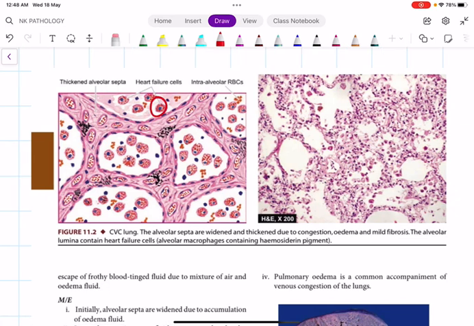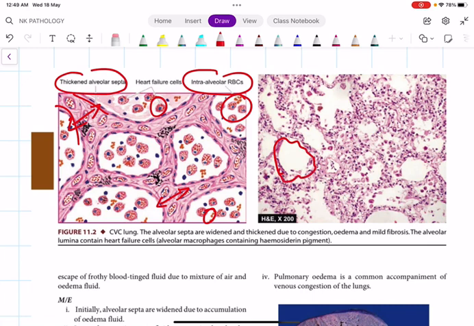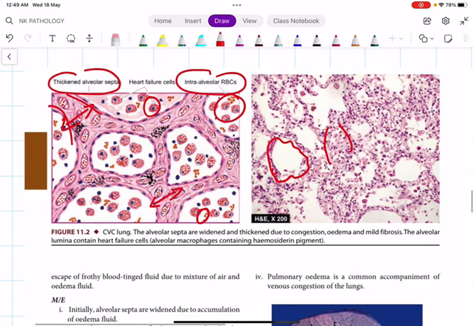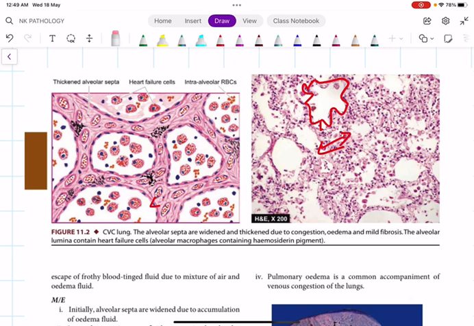See, this is the hand drawn picture. You can see the septa is thickened, and you can see intra-alveolar hemorrhages. This is the thickened alveolar septa. Again you can see dilated alveoli. These are the septa which separate the alveoli. This is one alveolus, this is another alveolus. You can see the thickened septa here.